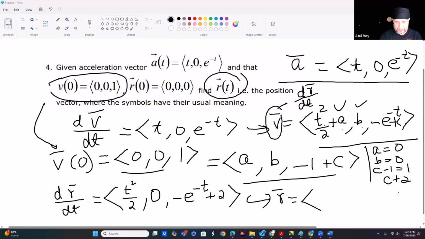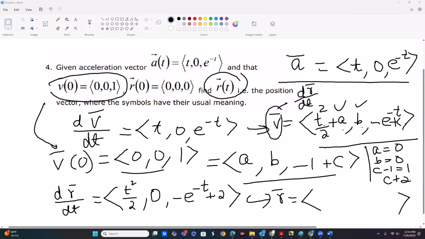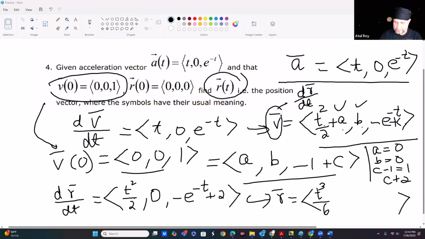Now lead me to R, please. What R is going to be? T cubed over 6. Very nice. Plus a constant. I'm just writing a big A here. Here we used a small a. And for 0, we will just have a big B here, right? And for this one, the antiderivative of negative e to the negative t would be e to the negative t simply. And then we have 2t, right? Because of this. And then plus a big constant C, right?